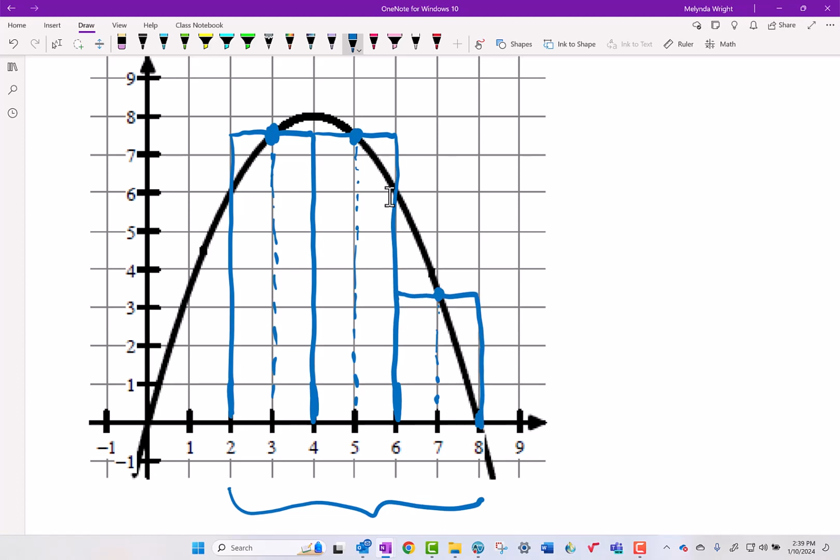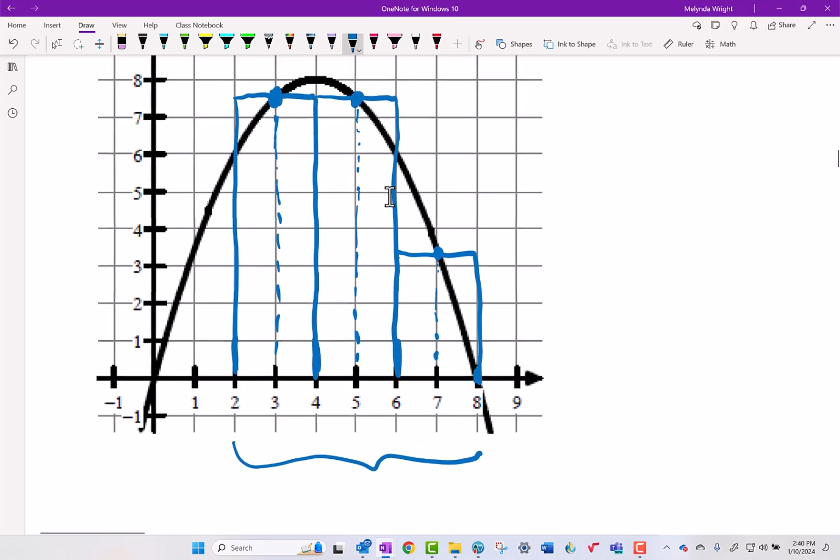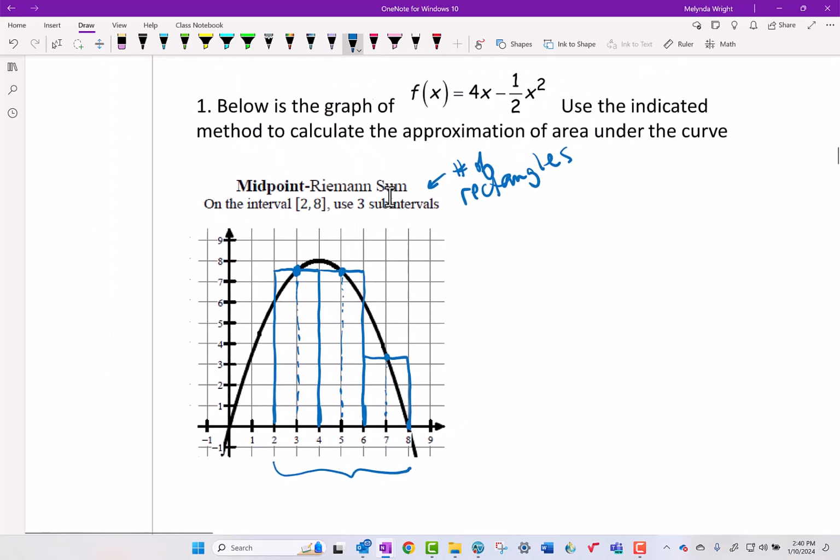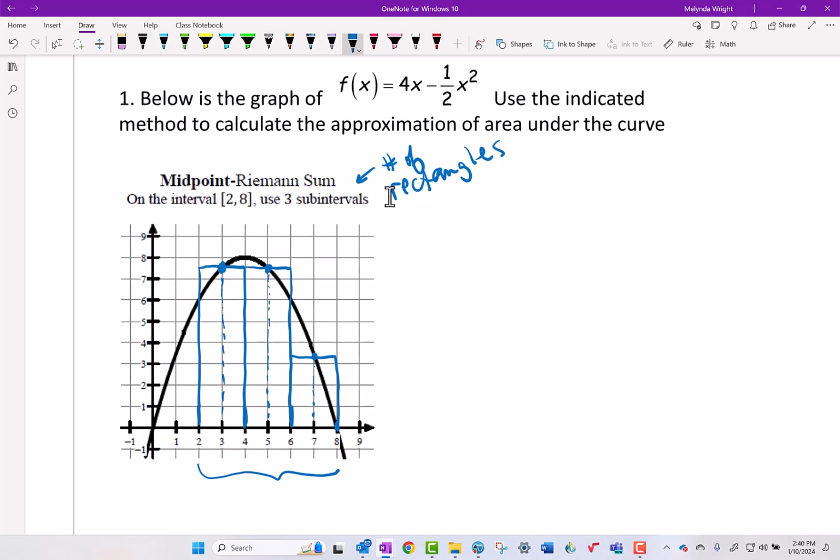Now notice how the curve is increasing and decreasing. They would not ask us whether this was an over or underestimate. Only if it was only increasing or only decreasing would they talk to us about that. So this one they wouldn't ask us. So, okay, let's write this out. This is our function right here.